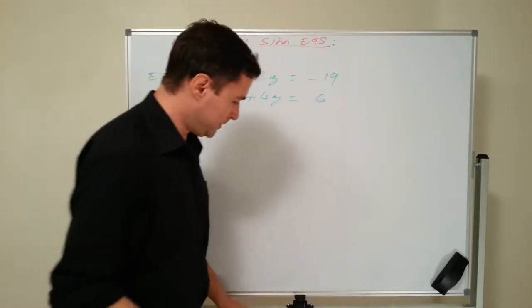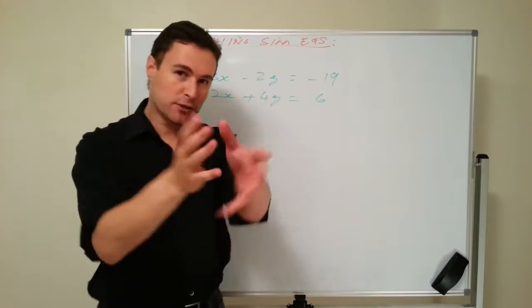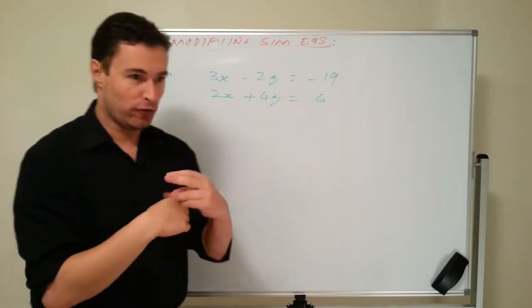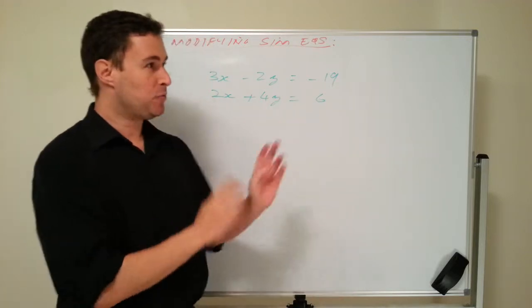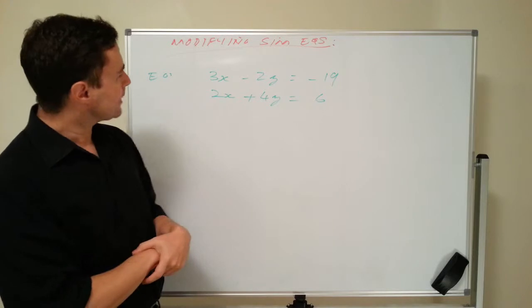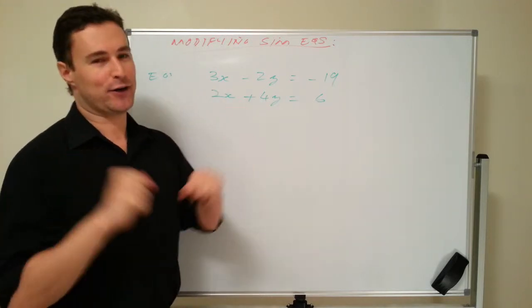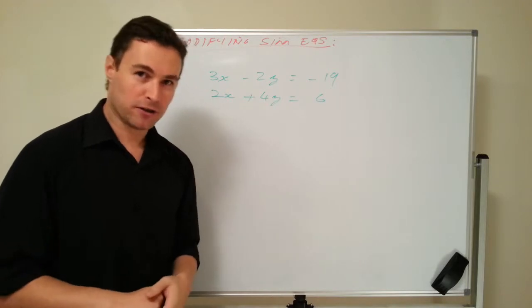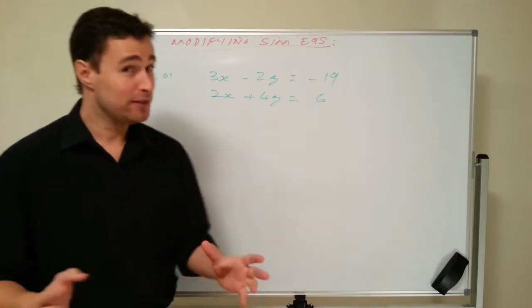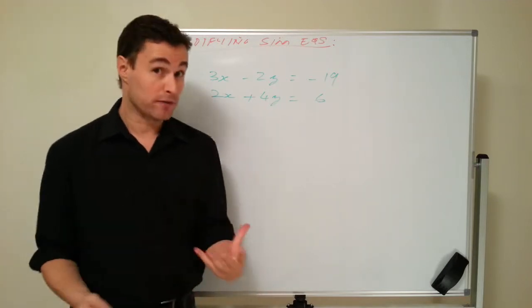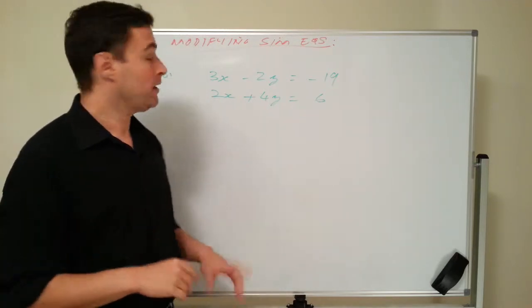Now you should be saying, okay, from the last lesson I've got to look for variables with the same numerical coefficient. So I look at this and I go 3 and 2, so the x's aren't going to go, and then negative 2 and 4, so the y's aren't going to go either. What do we do? It's a very, very simple thing. What we do is we choose one of them. Now you can choose any one.